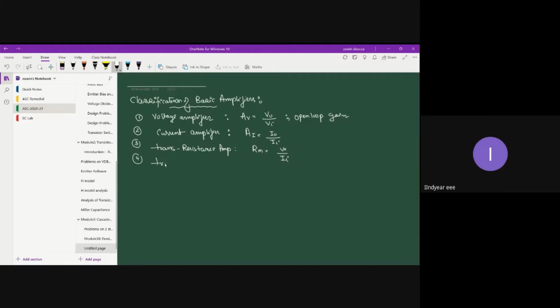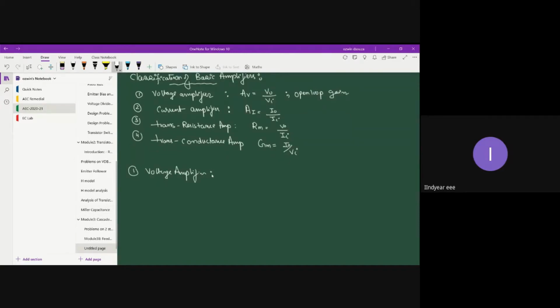And then you have transconductance amplifier, that is denoted by GM. So conductance is current by voltage ratio, hence output entity is I0, input entity is Vi. All right. So these are the basic 4 amplifiers.